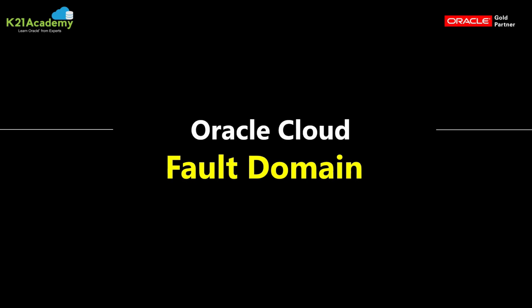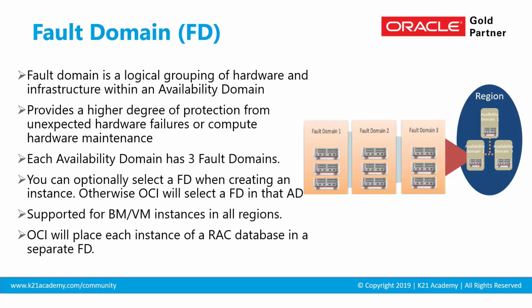Then you have fault domains. Fault domains are within an availability domain. You have 3 fault domains, which are a logical grouping of hardware and infrastructure within that availability domain. So when Oracle has to do some maintenance, they will take one fault domain down at a time. And again, this plays a very important role for you to understand when you're deploying a highly available application. I'm going to explain how this plays an important role when I'm discussing option 1, which is deploying an application within a single availability domain.